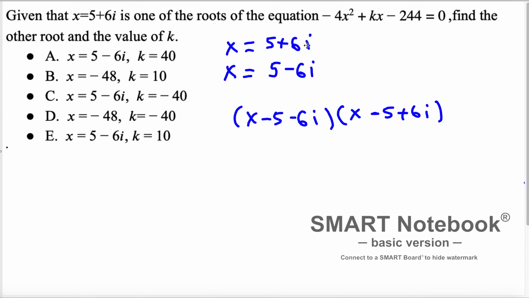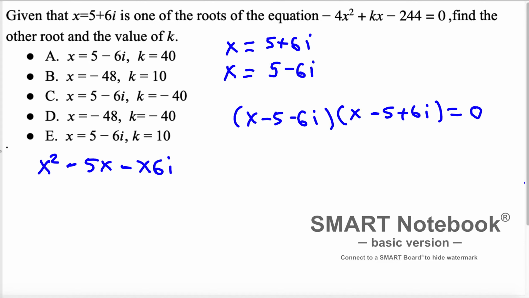If we equate one side with 0, we get the factors. Now we distribute these factors and we can get the original equation, what it was before. First of all, we distribute with the x, so I'm going the long way. x times x is x squared, x times minus 5 is minus 5x, and x times 6i is a minus x times 6i.